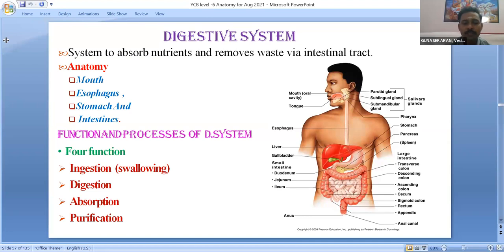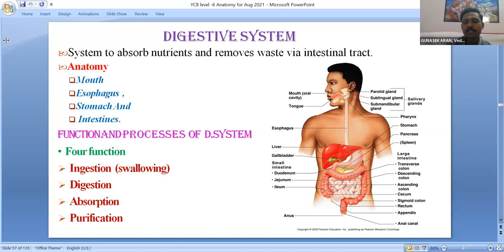Now come to the function. There are four kinds of function. Four parts on the anatomical side and four main functions. One is ingestion, that is swallowing. Then digestion, absorption, purification. These are the four functions, right?